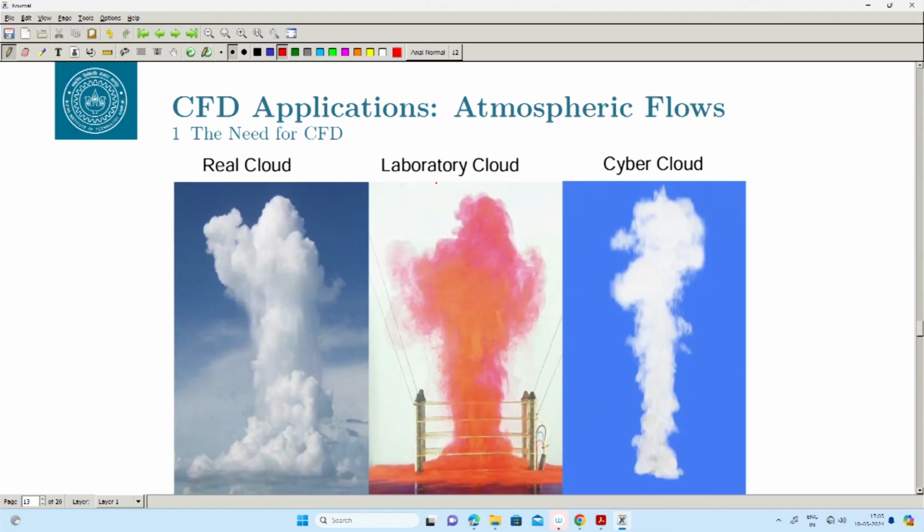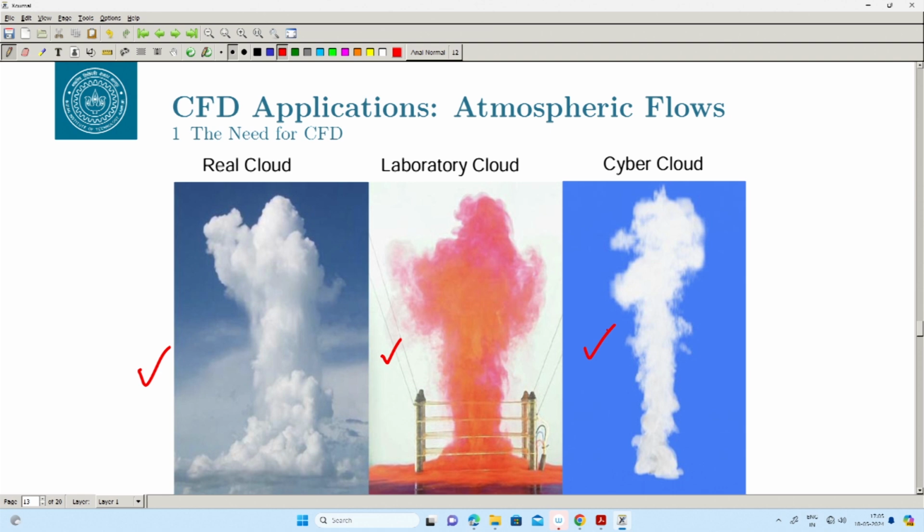For atmospheric flows also you can use these CFD models in a big way, and this is one example of simulating a cloud. So, what you see on the left is the real cloud, in the middle you have the cloud designed in the lab, and third is the cloud through the direct numerical simulation. So, this is the work of Professor Roddam Narasimha, who spent quite a big time trying to understand the cloud. Okay. So, this is one system which is quite complicated.